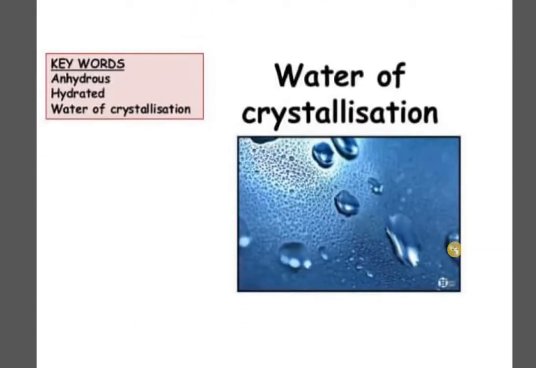Now when we talk about water of crystallization, we will have certain keywords: anhydrous, hydrated, and water of crystallization. These three terms are quite interrelated to each other, and in the next slide we will try to understand what these keywords mean.